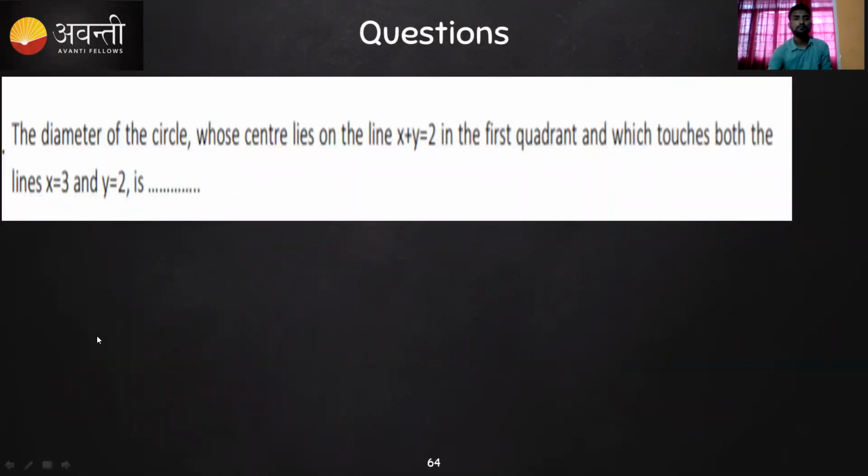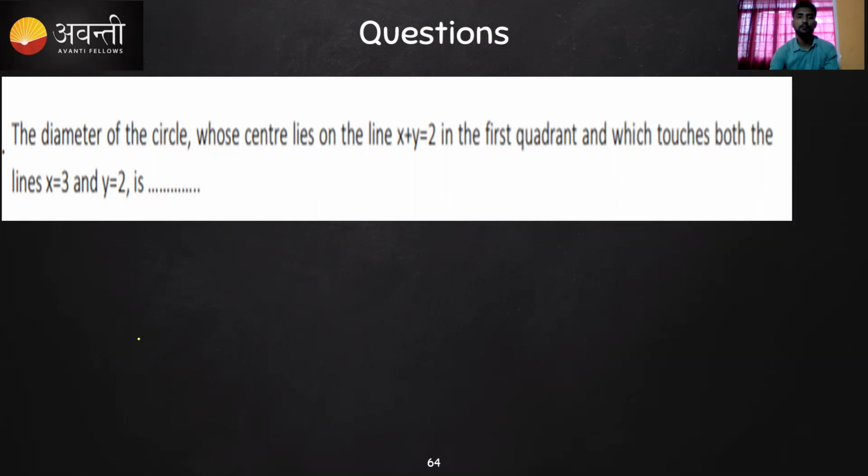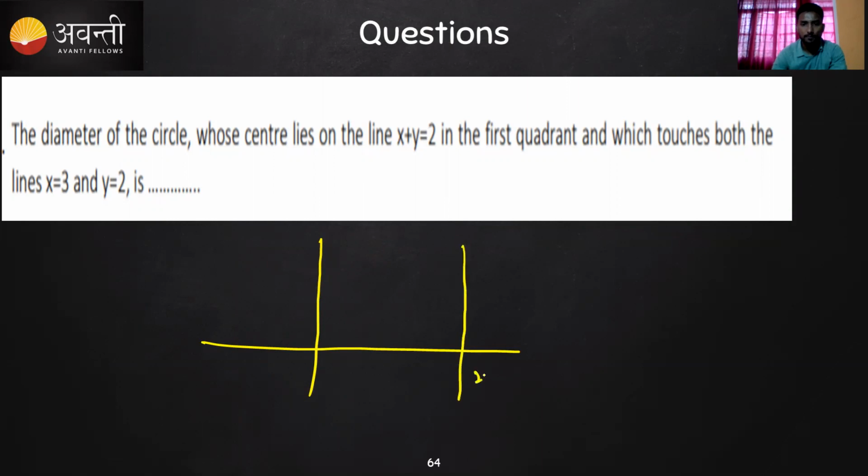Okay, guys. So now this question that we need to discuss. What we can do? We have to find the diameter of the circle whose center lies on the line in the first quadrant, and which touches both the lines. Suppose this is the x is equal to 3 line and this is the y is equal to 2 line, and the circle touches both the lines. So I am just drawing this.